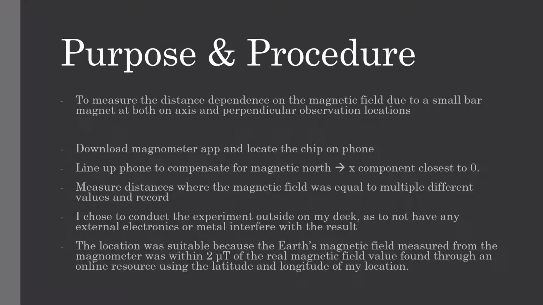Then, we measured the distance between the magnet and the chip, where the magnetic field was equal to multiple different given values. I chose to conduct the experiment outside as to not have any external electronics or metal interfere with the results. Also, this was a suitable location because the Earth's magnetic field measurement from the magnetometer was within 2 microtesla of the real magnetic field value found through an online resource using the latitude and longitude of my location.